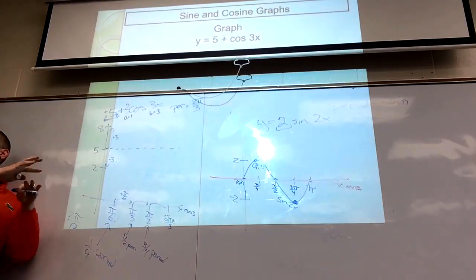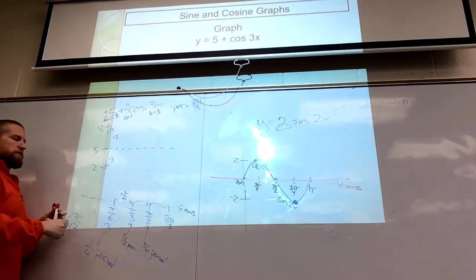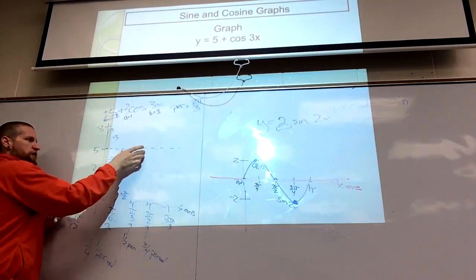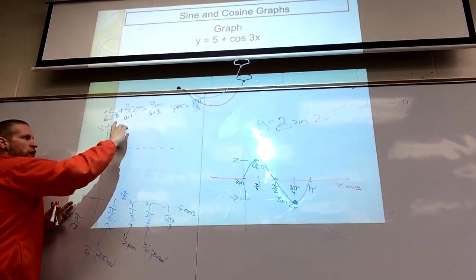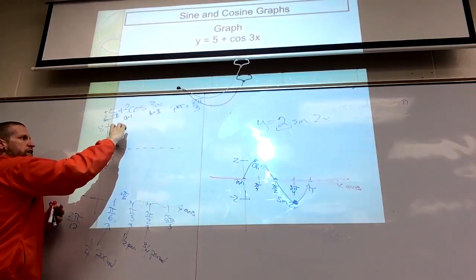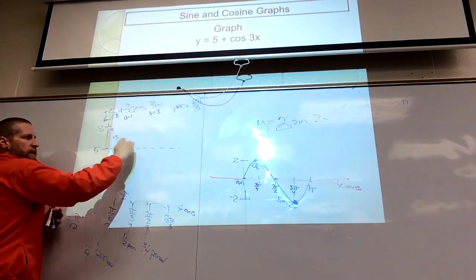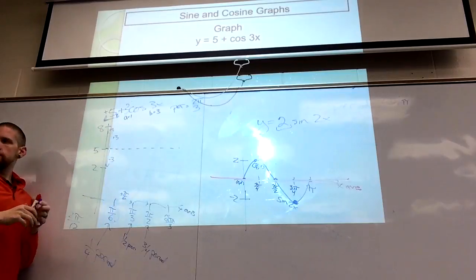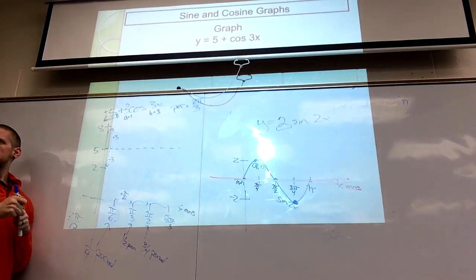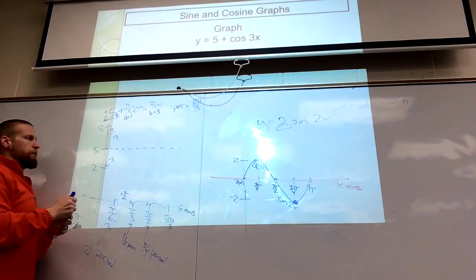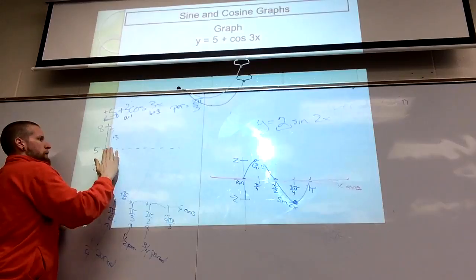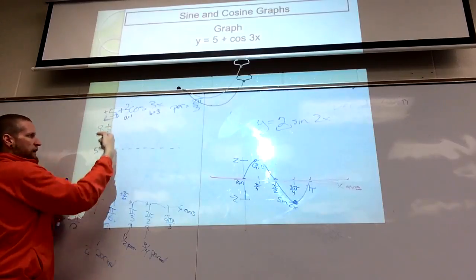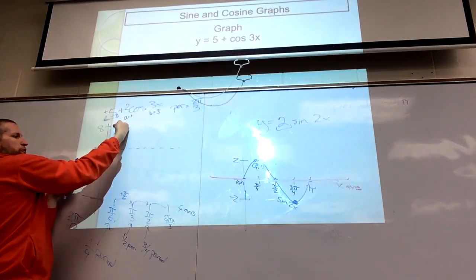The way I've done this is I've taken my axis and shifted it. The amplitude, this number here, is always telling you how far above and below that principal axis, that middle axis, the graph goes. If I would have done it without doing that, I would have started the 5 at 8. If I had this amplitude here, I would put those there.